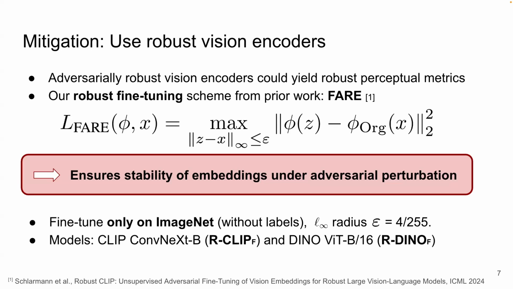Some experimental details: we fine-tune models on ImageNet, but using only the images because this method does not require any labels. And we use an infinity-norm budget of 4/255, which is a standard value. As models, we consider a CLIP ConvNeXt-B model and a DINO ViT-B/16 model.